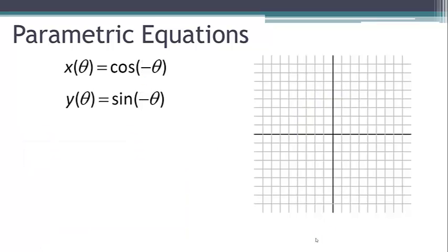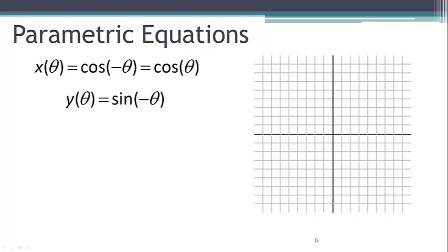So we could plot this by calculating points like we did in the previous examples, but I'd like to try a different approach here and see if we can reason out what the path will look like based on what we already know about the graph of x equals cosine theta and y equals sine theta. So first, let's use some trig identities to simplify the two equations. The cosine of negative theta is equal to the cosine of theta, and the sine of negative theta is equal to negative sine of theta.